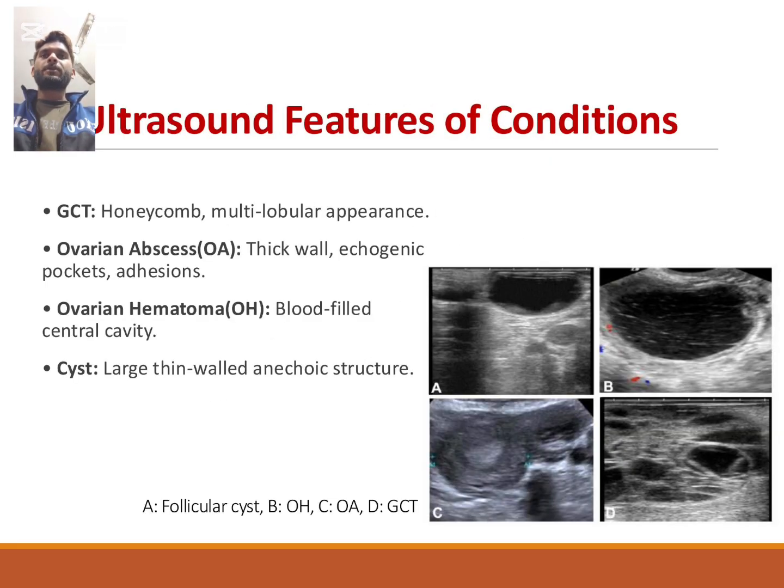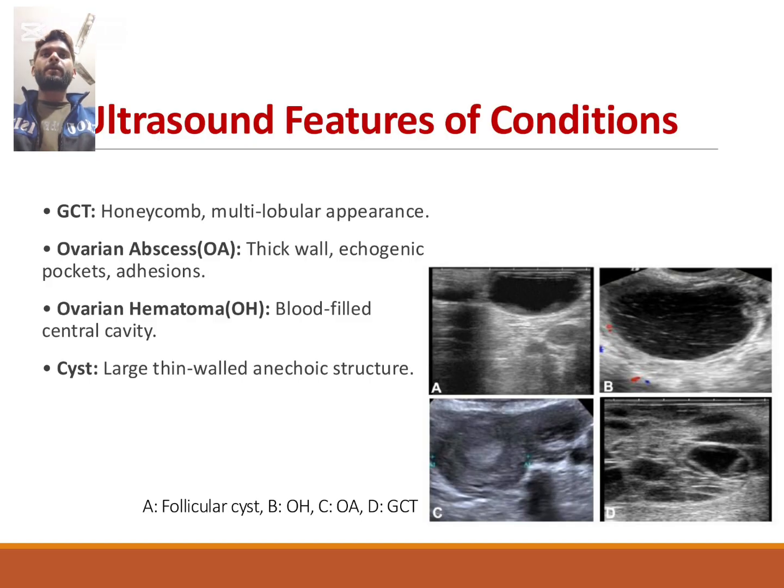Ultrasound features of the condition. So let us make a differential diagnosis on the basis of ultrasound. In case of GCT, there is a honeycomb appearance and a multilobular appearance, as you are seeing in condition D. You can see that there is a multilobular appearance. Ovarian abscess, due to the stage of maturation of the abscess, will show different echogenicity on ultrasound, and in case C you are seeing here, it is a kind of mature abscess.